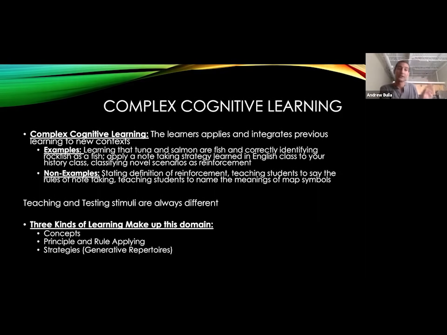Not saying that the other 2 aren't important, but there's a different type of stimulus control that occurs in column 3. And with complex cognitive learning, the learner applies and integrates previous learning to new contexts. So example, learning that tuna and salmon are fish and correctly identifying rockfish as a fish. So never learning before about rockfish, but able to apply that rule. Applying a note-taking strategy that you learned in English class to your history class. So taking something learned in one context and using it in another. Classifying novel scenarios that you've never seen before as reinforcement.